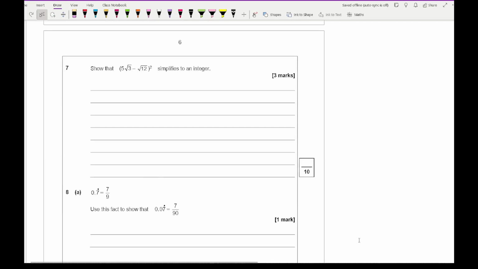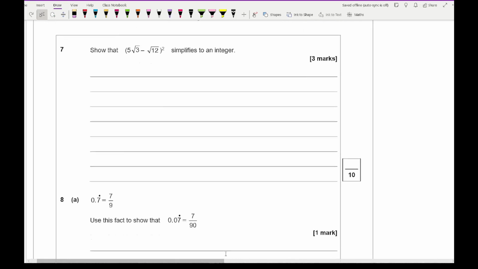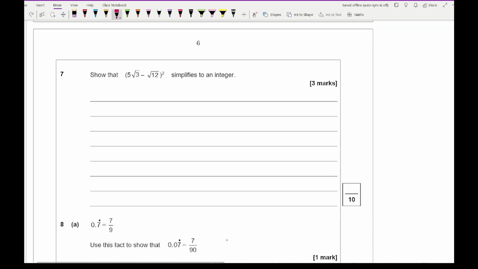Then moving on to question 7, it says show that 5 root 3 minus root 12 squared simplifies to give me an integer. Now let me just zoom in so you can see it a little bit more clear on the screen. Now root 12, you can either treat this as a double brackets question, or if you spot that root 12 can be written as root 4 times root 3, which is 2 root 3, then substituting this into our bracket, what we end up with is 5 root 3 minus 2 root 3 all squared.